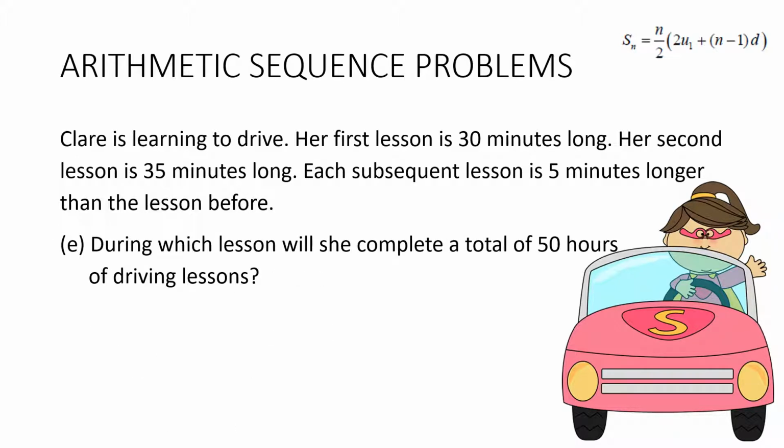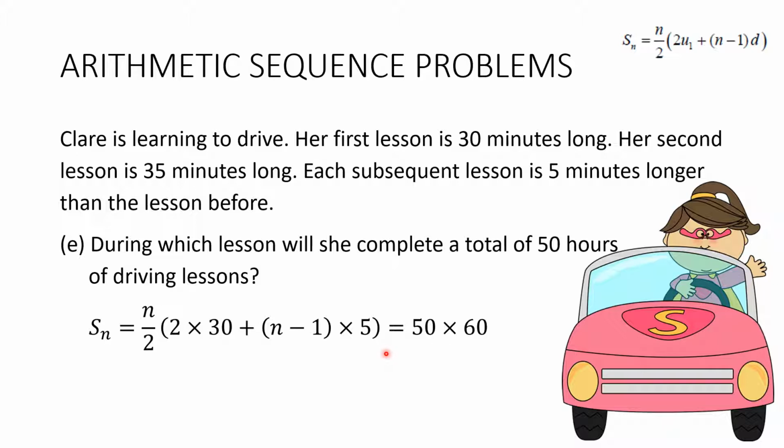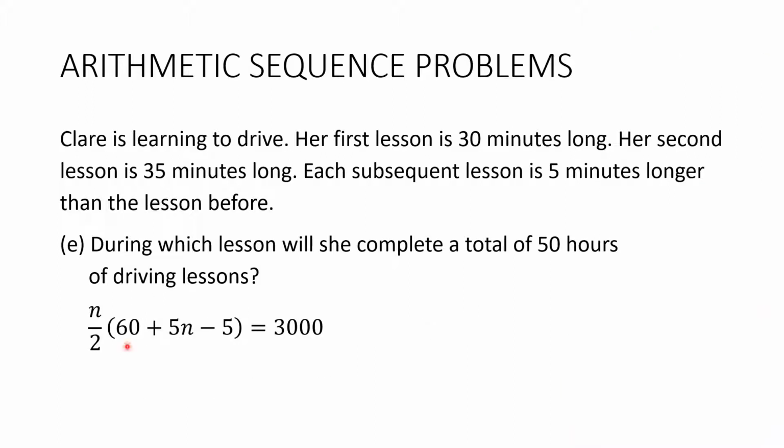E. During which lesson will she complete a total of 50 hours of driving lessons? So this is one of those questions where we're going to put the 50 hours in as the sum and then try and figure out what N is equal to. I've got an added complication here because these are in minutes and this is in hours, so I'm going to times that one by 60 to make that in minutes as well. It would be awkward to change these into hours. Alright, so tidying this up, we get N on 2 outside of 60 plus 5N minus 5 is equal to 3,000.